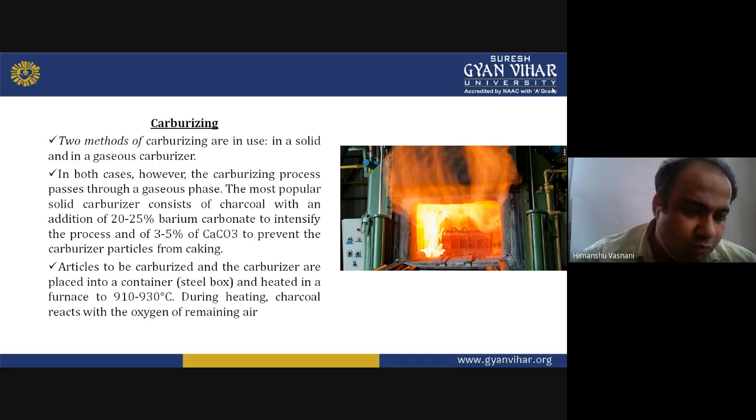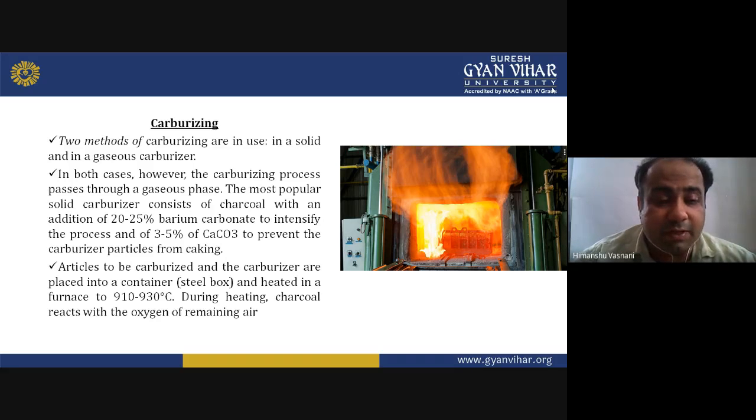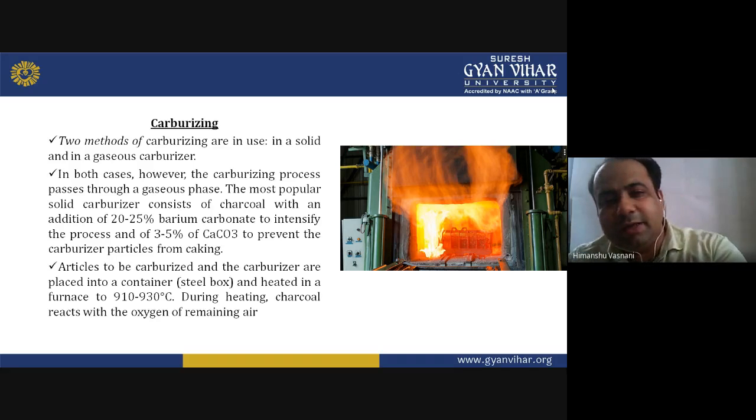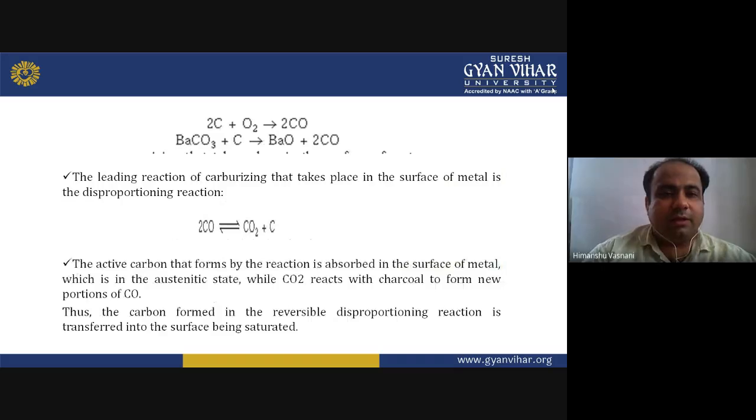Articles to be carburized are placed in a container, a steel box, and heated in a furnace to a temperature of 910 to 930 degrees centigrade. During heating, the charcoal reacts with the oxygen of the remaining air. Now the equations come.